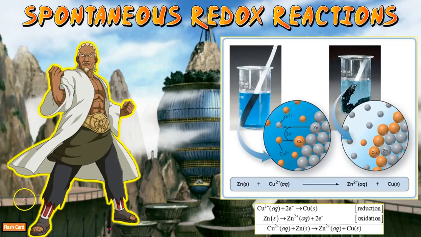Welcome to the Hidden Voltaic Village and the Land of Lightning. We are here to connect with the villagers and learn the three-part technique called the Voltage Seal Jitsu. The first part is understanding the construction, operation, and notation of the Voltaic cell.